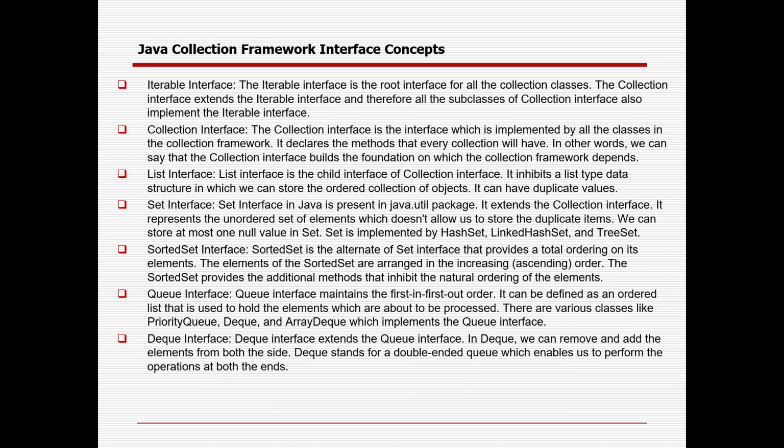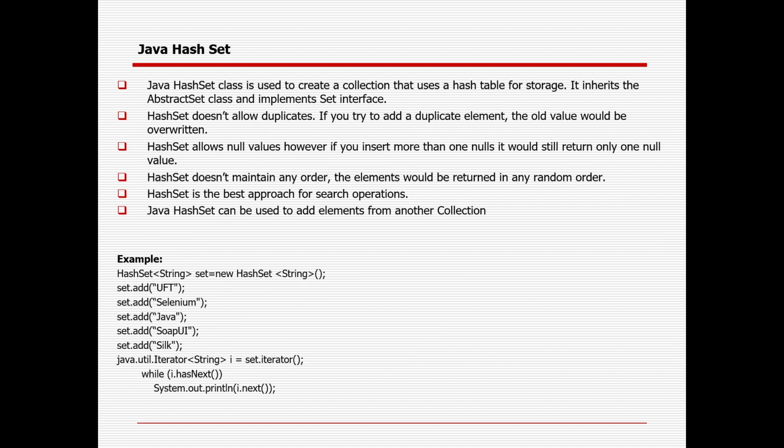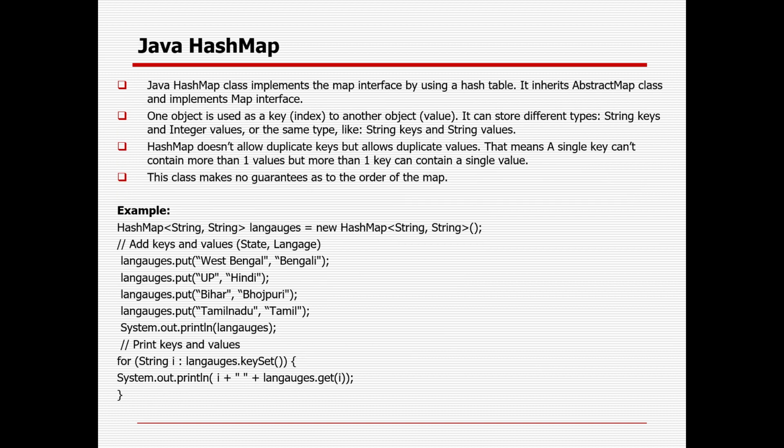List is nothing but whatever order you give, it will keep the same order, and it can contain duplicate values. Set is not ordered, but it will contain unique values. Sorted set will have unique values in ascending order. Queue works the same way, it will give you the value, and deque is double ended, you can do the operation on both sides. These are ArrayList, LinkedList, HashSet, and TreeSet available.